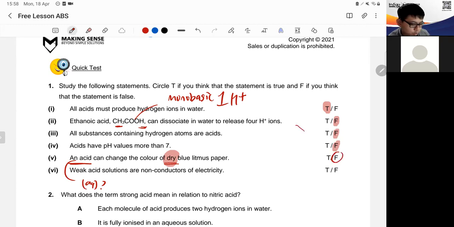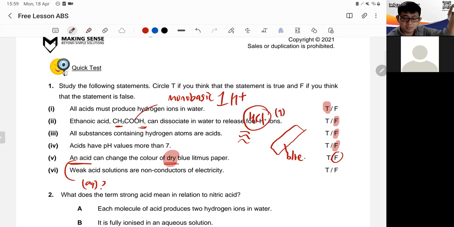Because let's say I put a piece of litmus paper, blue litmus paper here, it's dry, no water on it. Then I just pass it acidic gas, HCl. It's not acidic until there's water. HCl gas. Obviously, nothing will happen, right? But if I dip the dry blue litmus paper in a beaker of acid, then of course it will change color, because there's water in here already, right? Plus the acid. Okay, that's that.